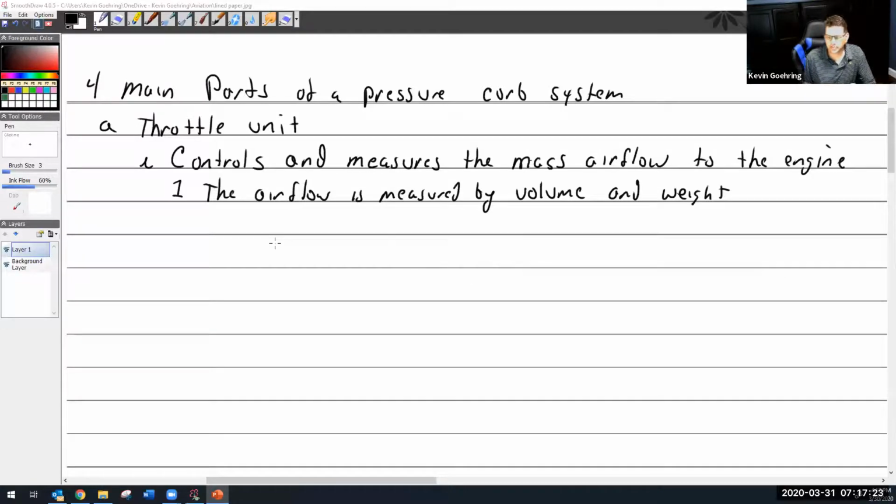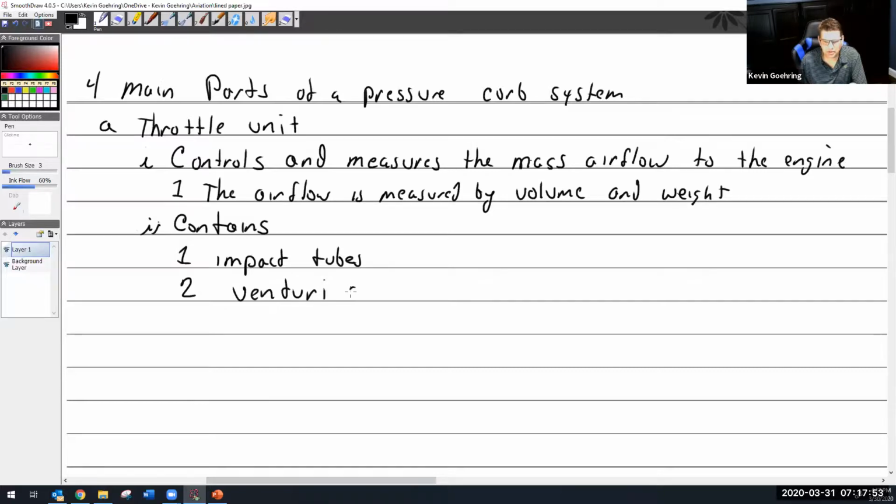Okay, so airflow is measured by volume and weight. Yes, I said that. So I am where now? There we go. It contains the impact tubes. And it contains the venturi.